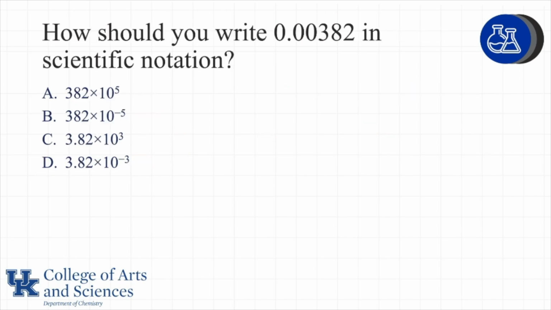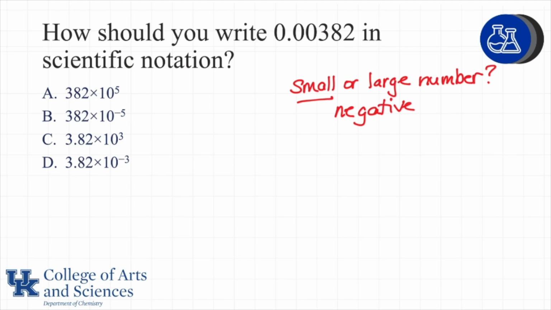How should you write 0.00382 in scientific notation? First we ask, is this a small or large number? Is it less than 1 or greater than 1? It's less than 1, so we know we're going to have a negative exponent. And we count over the decimal places we move it, and it's 3 places over. So we get 3.82 times 10 to the minus 3.